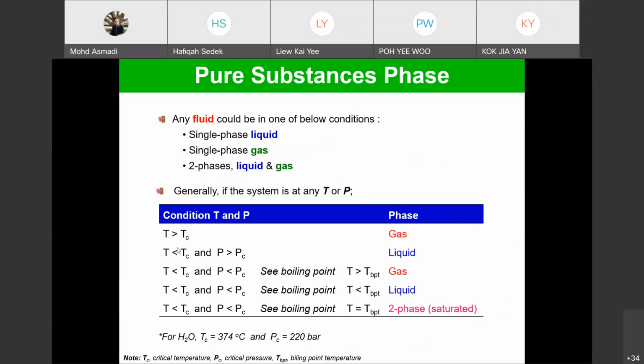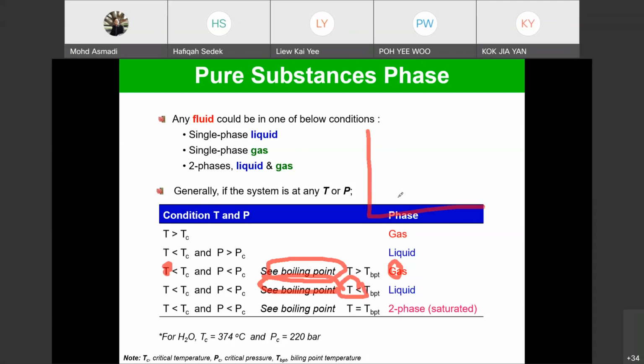So if T is below Tc and P is below Pc, it is going to be gas lah. And then we have to see the boiling point first for the T, whether it is a gas or not. If it is more than the boiling point, okay, it means it is gas. But if lower than the boiling point, it is going to be liquid lah.